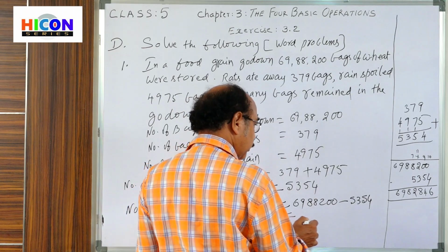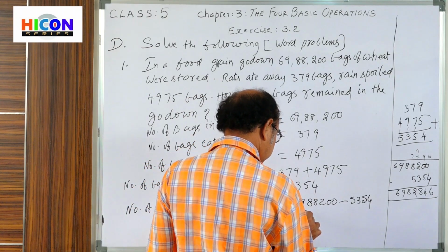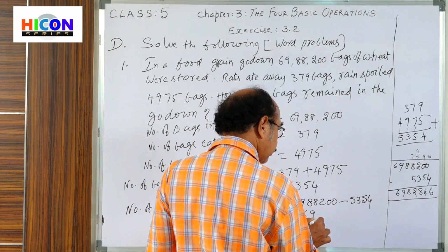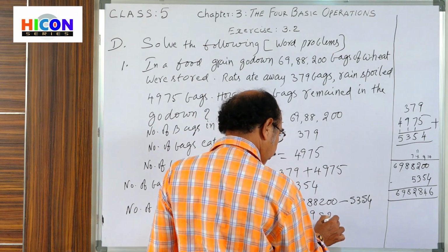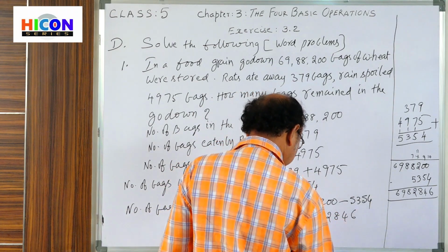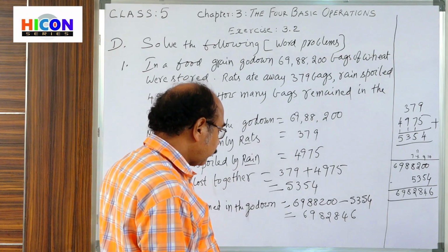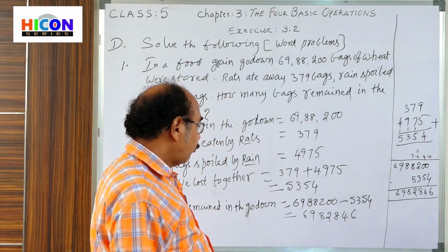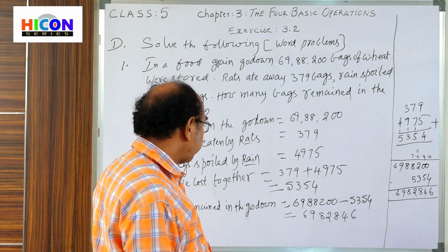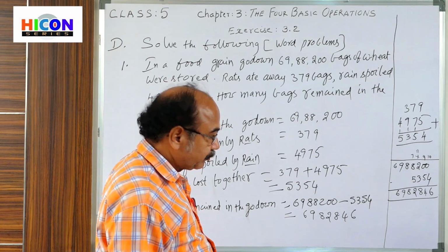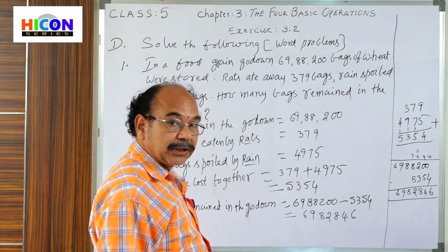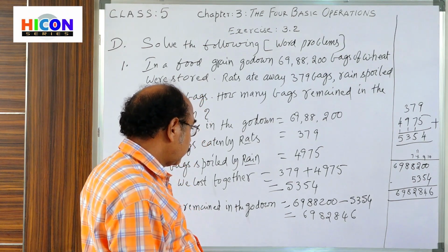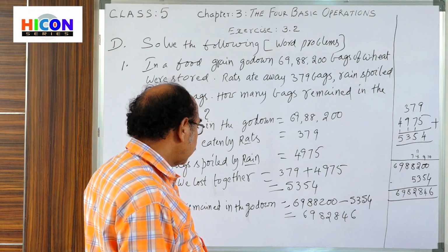So the answer is 69 lakhs 82,846 bags remained in the godown. How can you check your answer?